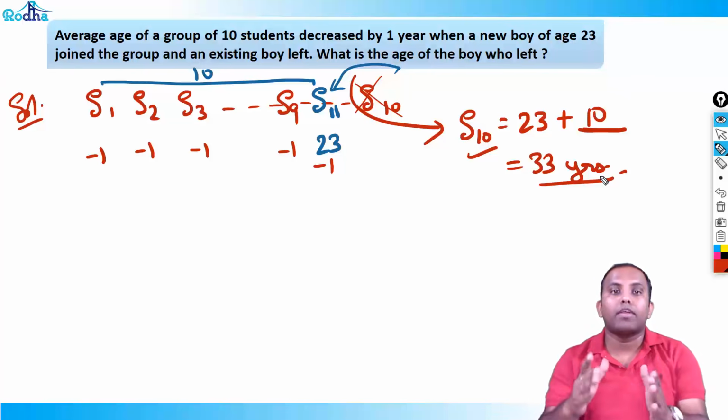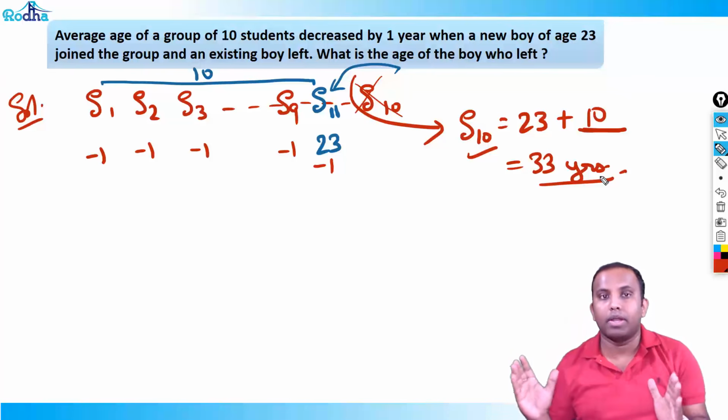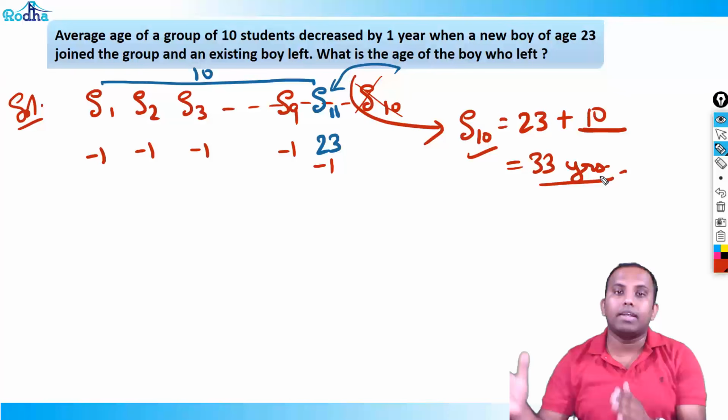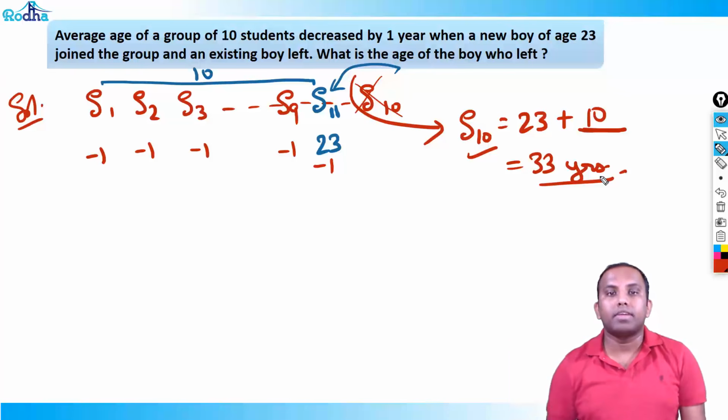So minus one, minus one, minus one. What is average? Average is equal distribution. So 1 year distributed to the whole group: minus one, minus one, minus one, 10 times, minus 10 years. So it takes away 10 years of the group. So 23 plus 10, his age is 33 years.